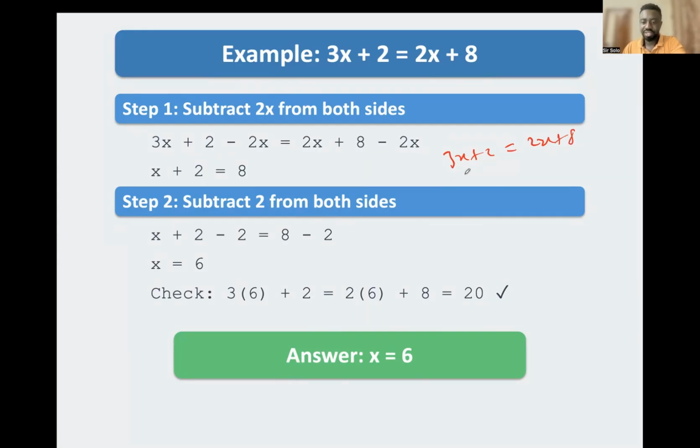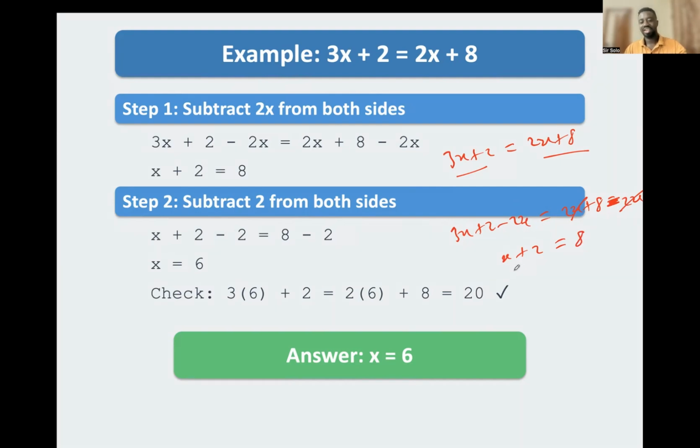So what we are going to do is that we subtract both sides by 2x, right? This is one side, this is one side. You want the x's on one side and the constants on the other. So we're going to have 3x plus 2 minus 2x is equal to 2x plus 8 minus 2x. So we're going to have 3x minus 2x is x, plus this 2 is equal to this. The 2x will cancel, and this is equal to 8.